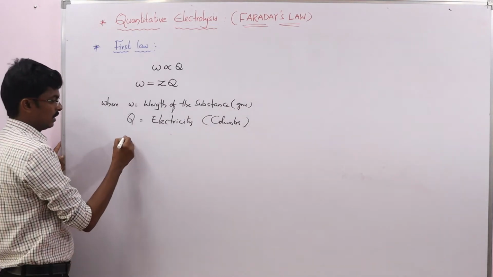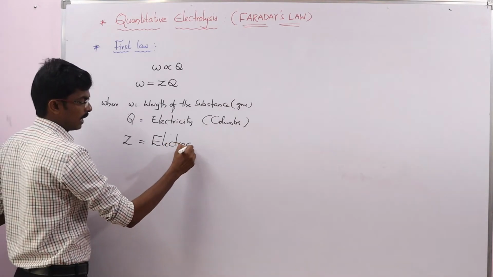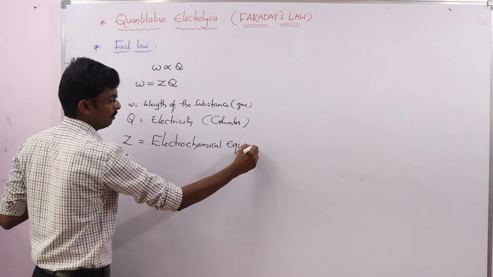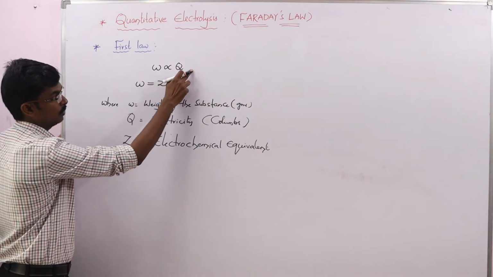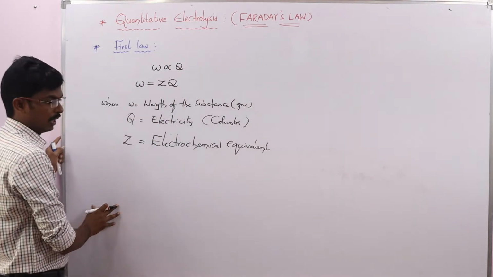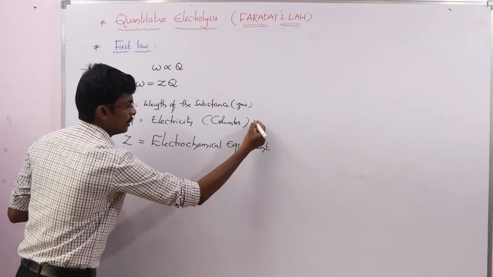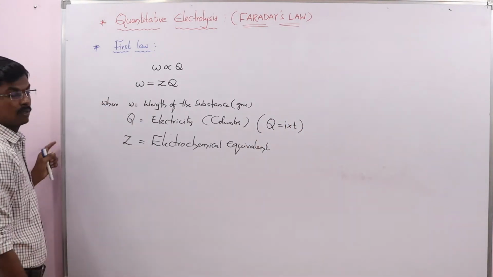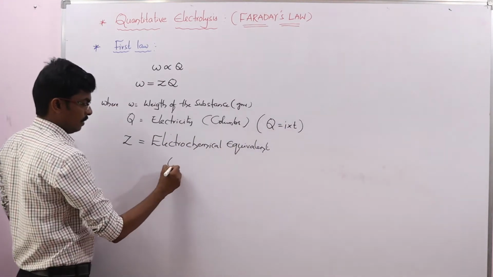Z is the constant, to which we give a special name: electrochemical equivalent. So the weight or amount of the substance is directly proportional to the quantity of electricity, W proportional to Q. Q can also be expressed as Q is equal to I into T, so coulombs of electricity can be expressed in ampere seconds.